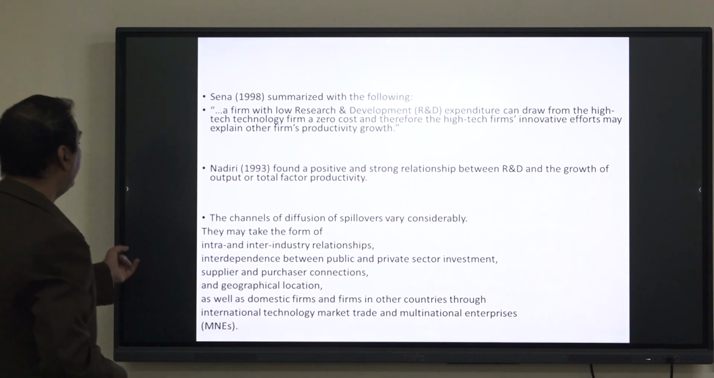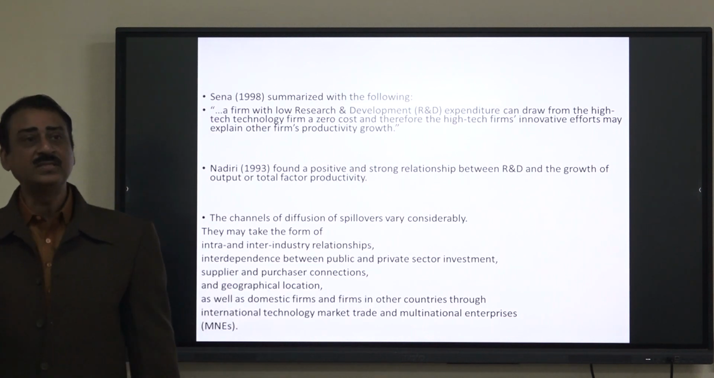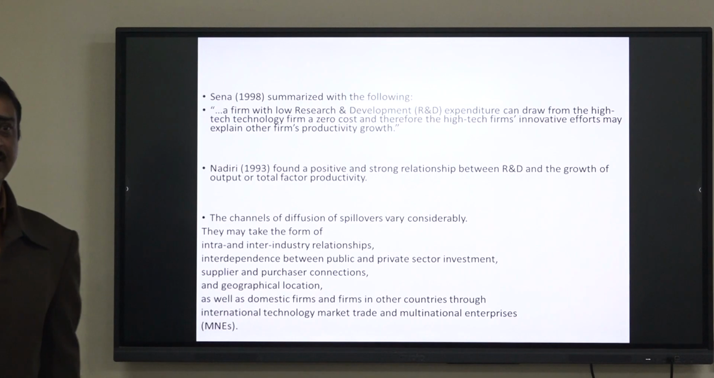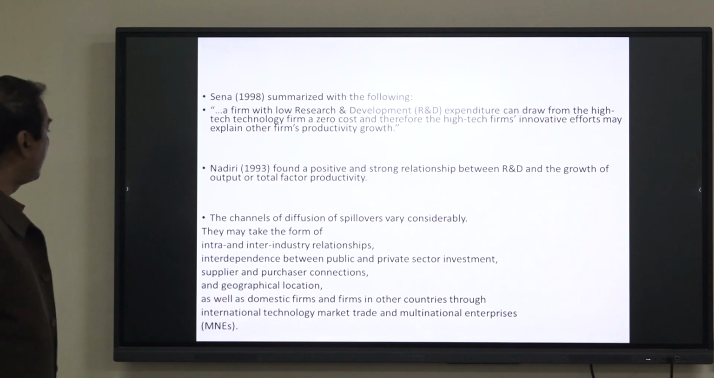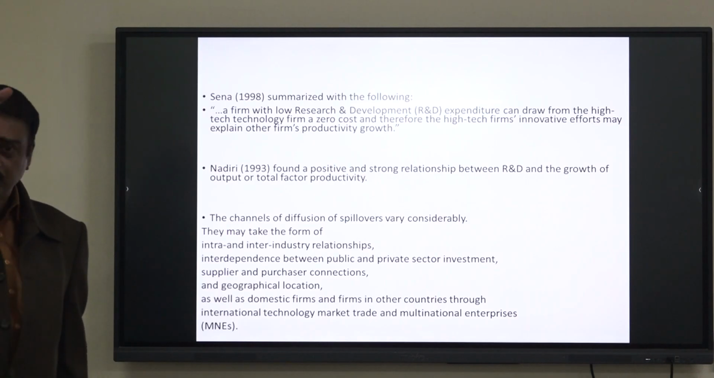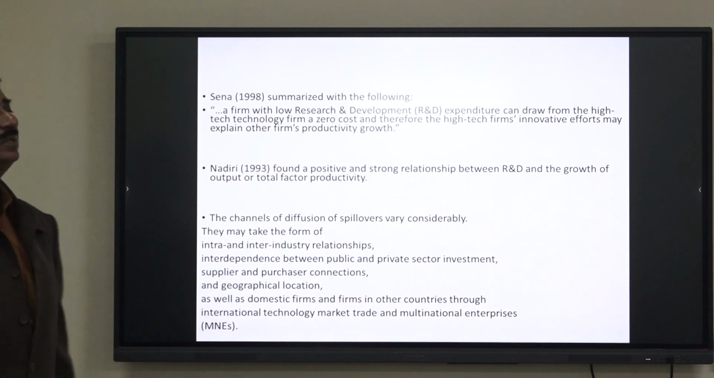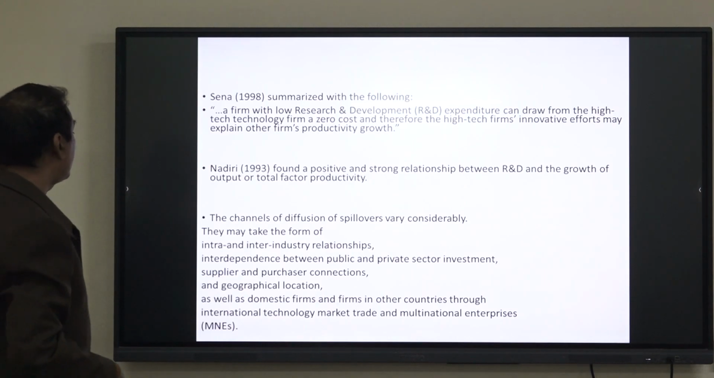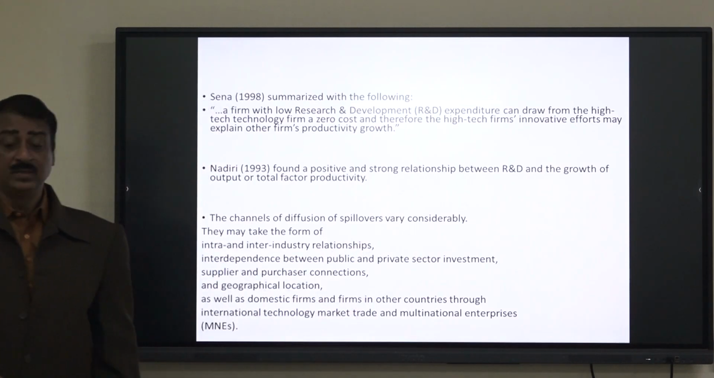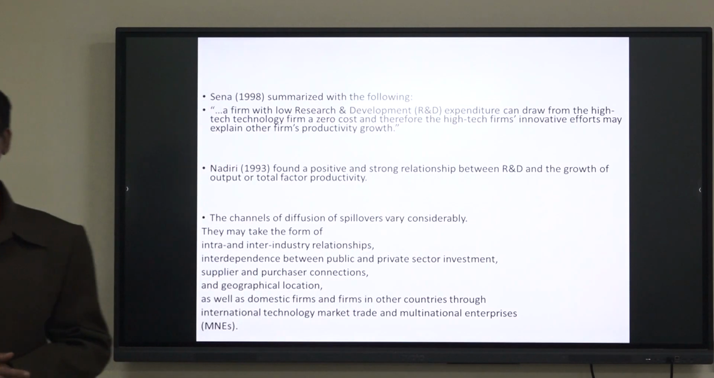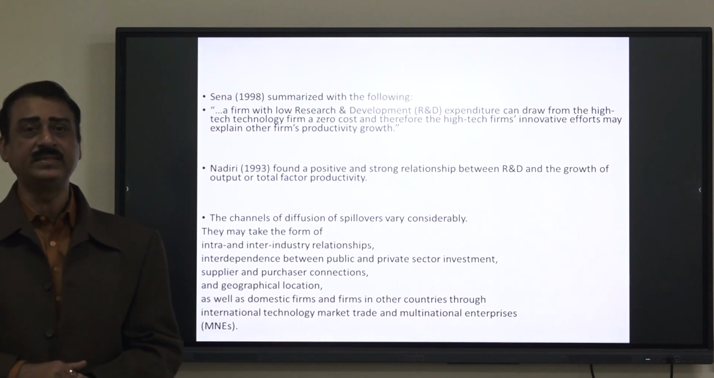So they may take the form of intra- and inter-industry relationships. Once there is technological upgradation in one sector, it can have significant spillover effects either across various industries, or within a given industry, which has subsectors. So across various subsectors also it is possible. Then, interdependence between public and private sector investment. This particular hypothesis emerged during the mid-80s and 90s.